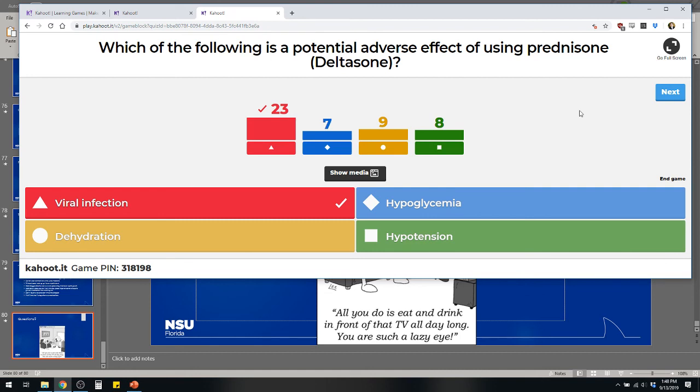What does it do to your blood sugar? Increase, right? So glucocorticoids, a stress hormone, so you're going to find that increases blood glucose because it stimulates gluconeogenesis in the liver, right? How about dehydration? Why don't you see that?